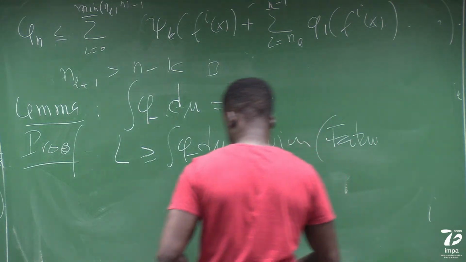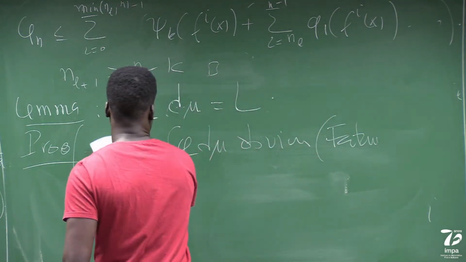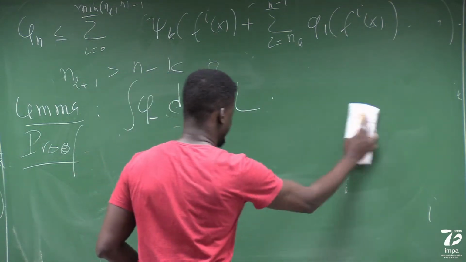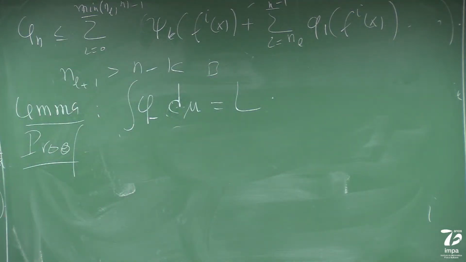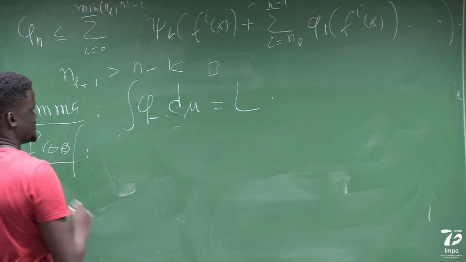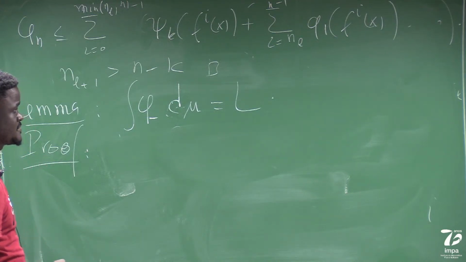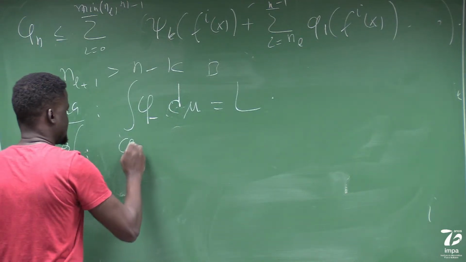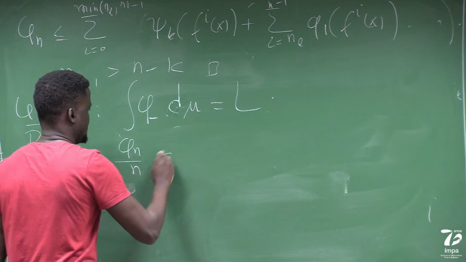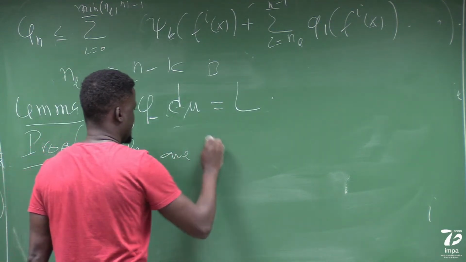I think I should do it properly. It's better. Yes. So first of all, because I'm skipping some steps, let's suppose that these phi_n over n are bounded from below.